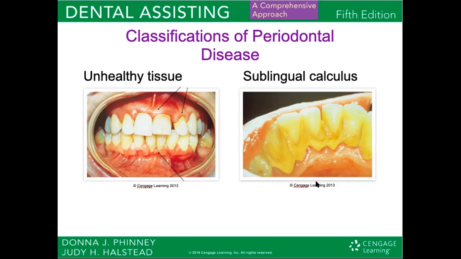On the right, we see what is called sublingual calculus. This is calculus, or tartar, that commonly builds up on the lingual surfaces of the lower anterior teeth. And that's usually what it looks like when we see stuff like that. It can usually be assumed that that calculus goes down below the gum level.